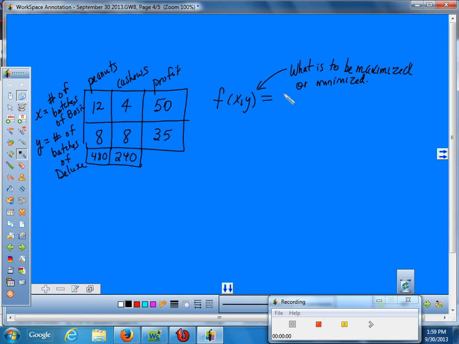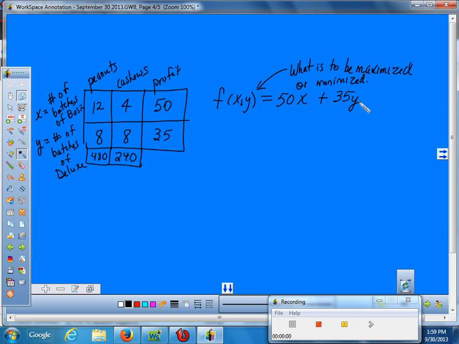$50 times my x batches of basic plus, how much am I making on deluxe? 35 times y, times however many batches I make. So that's my function. Whatever you want to maximize or minimize, that's what you write the function about. Everything else has to be inequalities, less than or greater than.